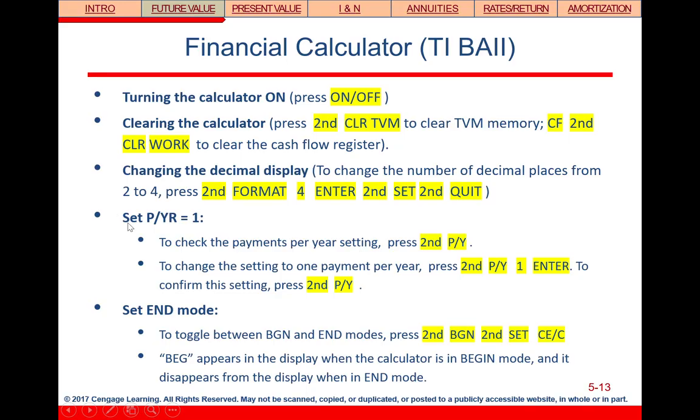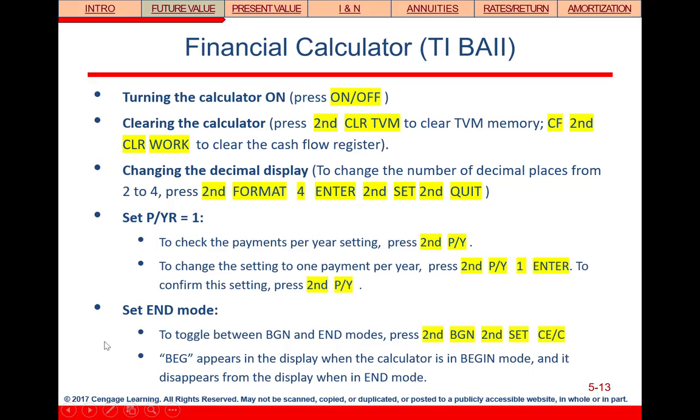The fourth step is to set periods per year equal to 1. First, check the payments per year setting by pressing second P/Y, and see whether it equals 1 or some other number. If it's not equal to 1, you should change the setting to 1 payment per year. That means you press second P/Y, then press 1, then press enter. To confirm the setting, press second P/Y again and see whether it equals 1.